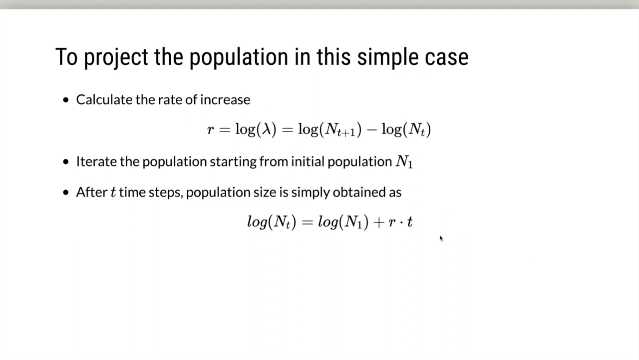So we multiply rate of increase by the number of years over which we want to project the population, and we add the log of the initial population size to predict population size at time t.